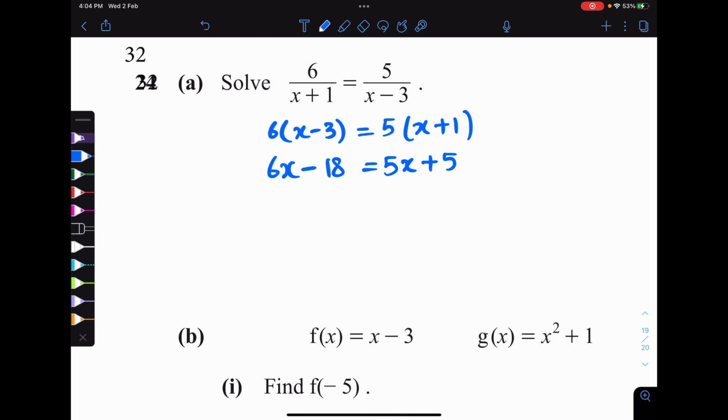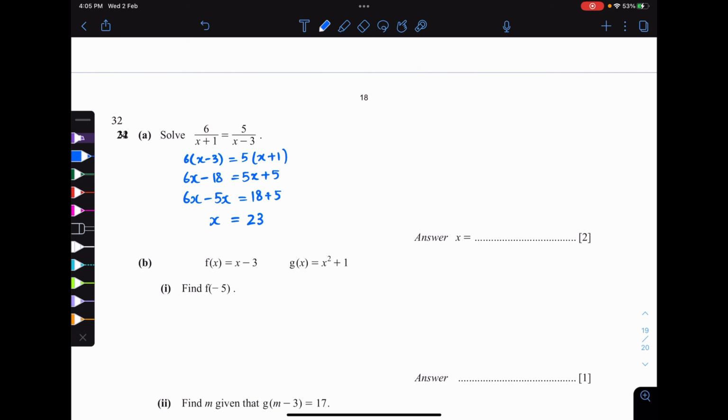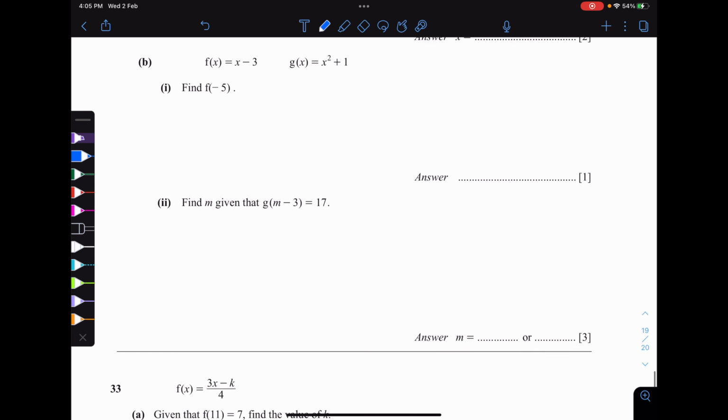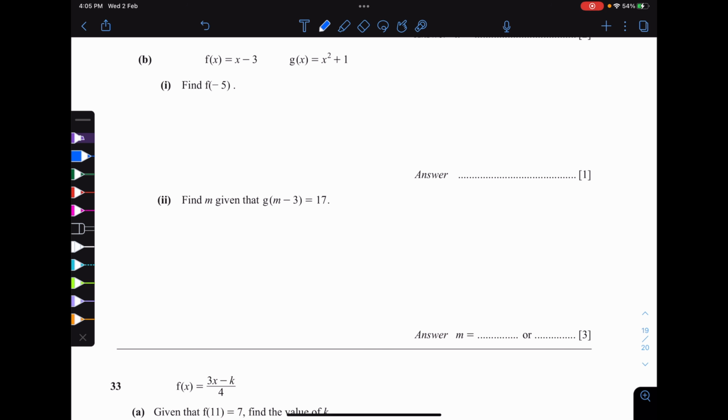Now, we're going to send numbers on one side and x terms on the other side. 6x minus 5x should be 18 plus 5. So x is equal to 23. From here onwards, it's not really a functions question. I think I included this question in this video because of its second part, which relates to functions. So let's move on to that.